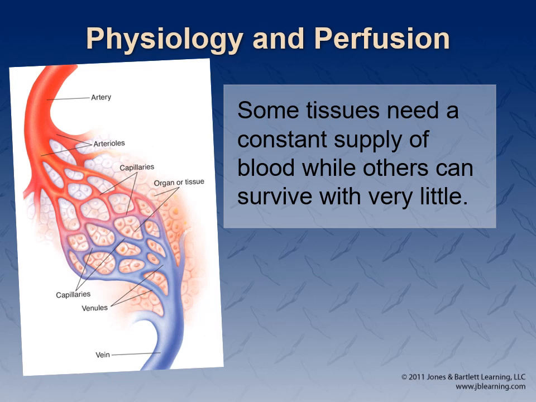All right, so here we have, I think, a picture that we remember from before, right? A capillary network. And we know that all tissue likes to have a constant supply of blood. But some needs it more, like our brain. If we go 4 to 6 minutes without a constant supply of good oxygenated blood, we end up with some brain damage. Our heart, it only takes a few minutes before we start to feel some pain from ischemia there.